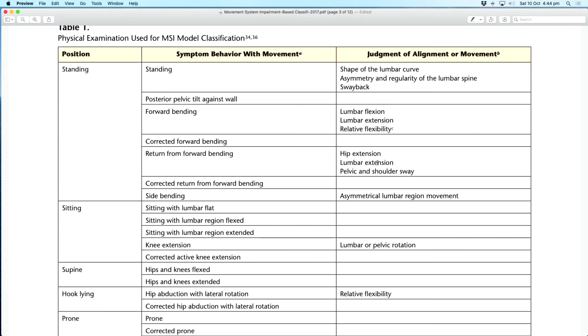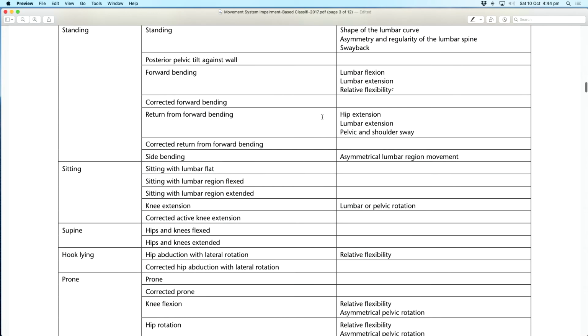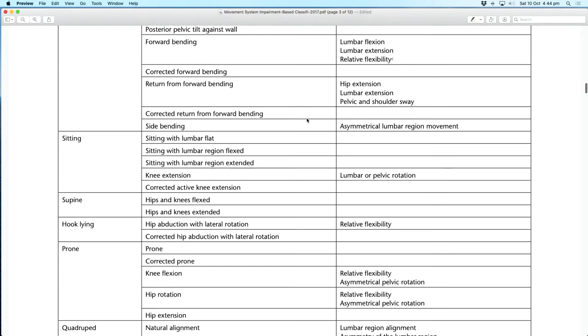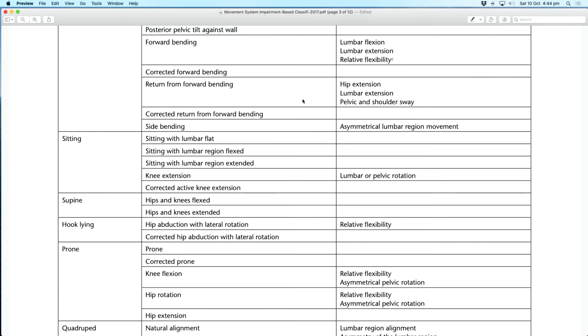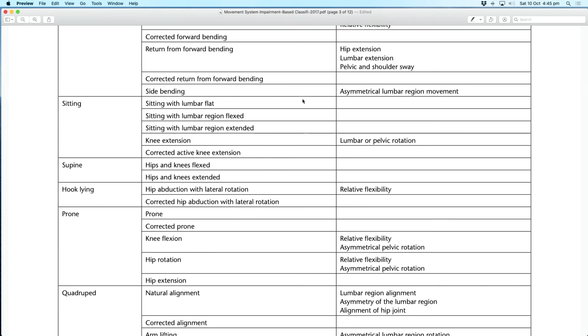So here are some of the tests that they did. They did standing posture assessment, looked for asymmetry and regularity of the lumbar spine. They looked for posture type and shape of the lumbar curve. They did posterior pelvic tilts against the wall. They did forward bending to measure lumbar flexion, lumbar extension, and relative flexibility of different parts of the spine. They corrected the forward bending and noted whether that had any effect on symptoms. They did the return from forward bending. They looked at the timing and the relative contribution of their hip extension, their lumbar extension, their pelvic and shoulder movement. Then they corrected that and measured whether that had any effect on symptoms.